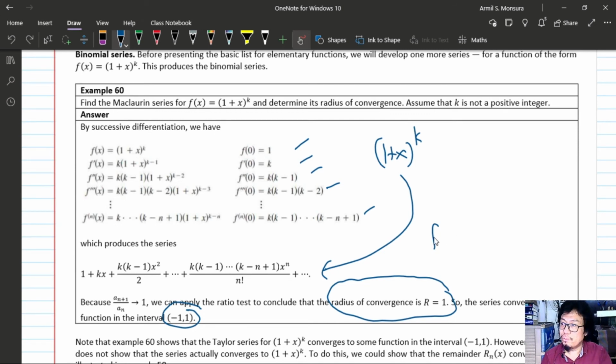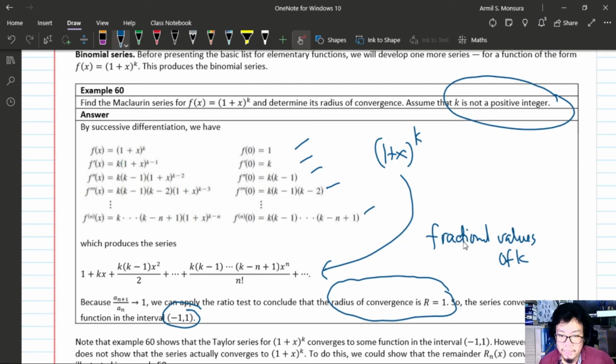This would work for fractional powers, or fractional values of k. By the way, it was explicitly stated here that k is not a positive integer. So we would actually use this binomial series for functions having radicals, because k here is understood to be fractional.